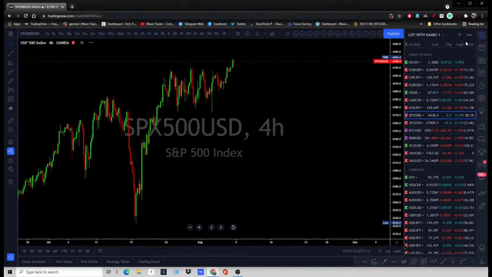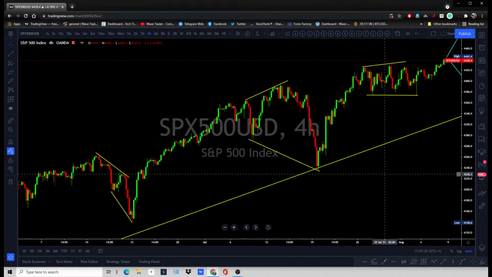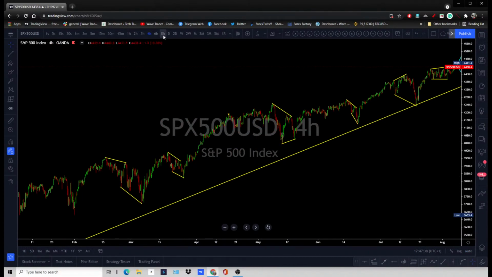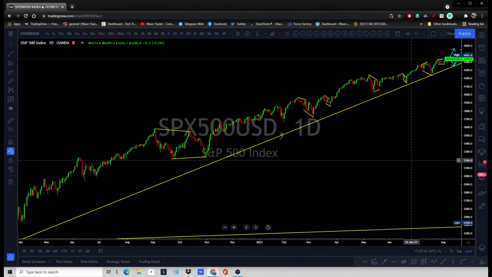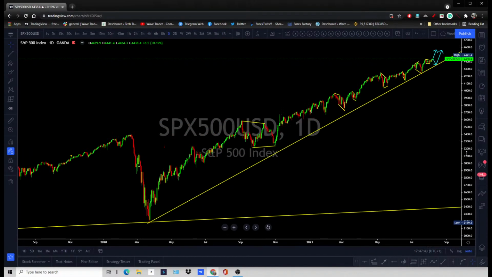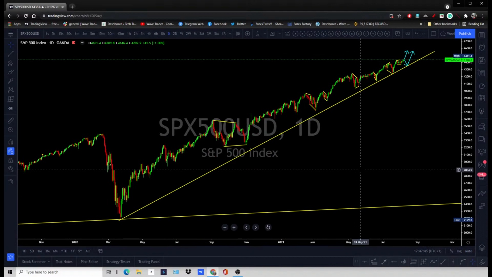So good luck. And the S&P 500 is staying in trend, keep pushing higher, all the way up to 4,500. 4,500 is just there, just 72 points away. But there's potential that the S&P 500 can push more higher.